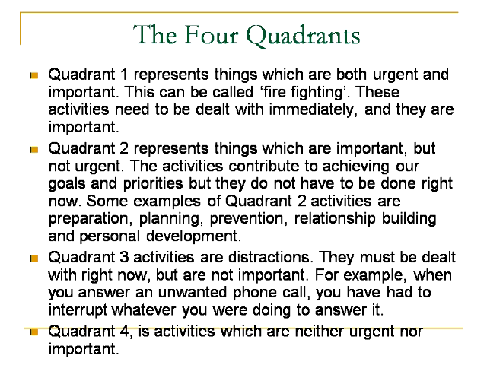Quadrant 3 activities are distractions. They must be dealt with right now, but they're not important. For example, when you answer an unwanted phone call, you have to interrupt whatever you were doing to answer it. And the final quadrant, like I said, quadrant 4, is activities which are neither urgent nor important.